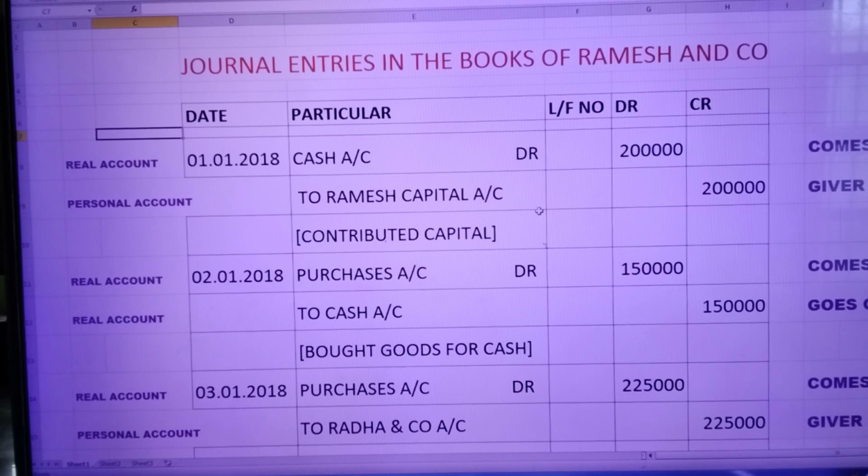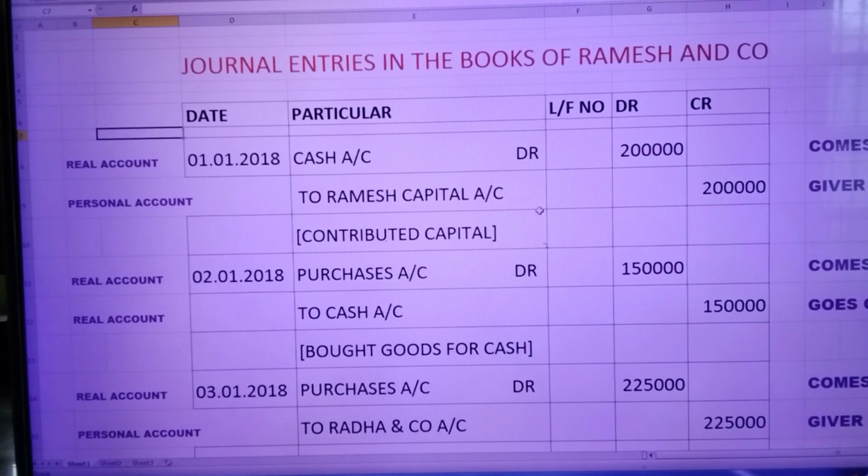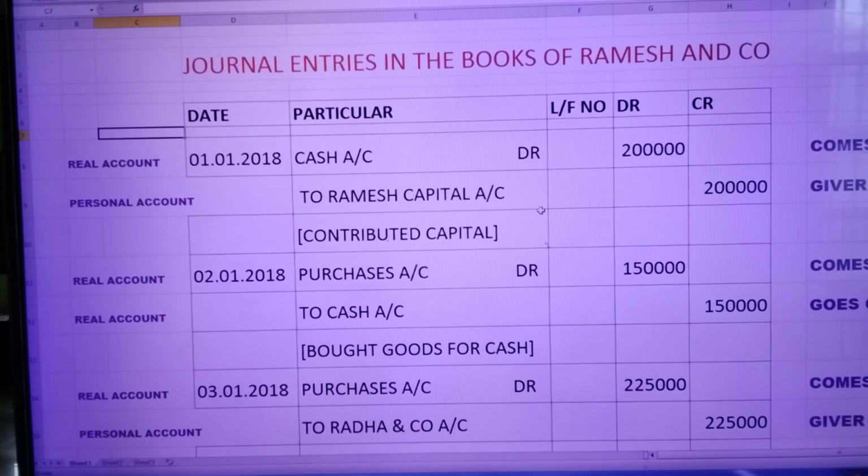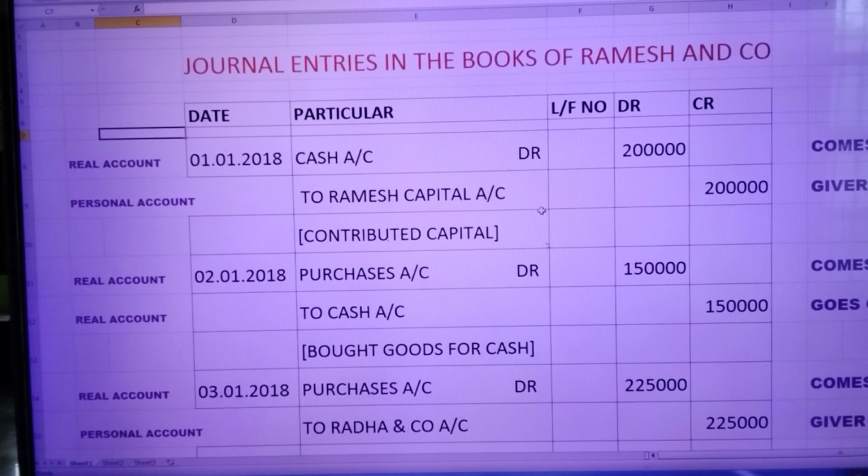Goods means this person, this Ramesh and Company, is doing only one particular business. The company may do furniture business, or iron and steel business, or computer business, or clothing business. Like this, it shows only a particular business. So that's what purchased goods means.